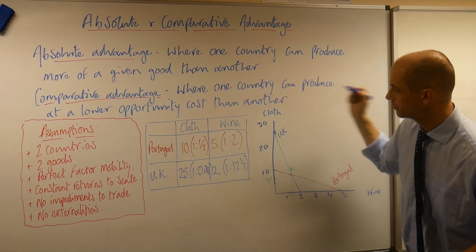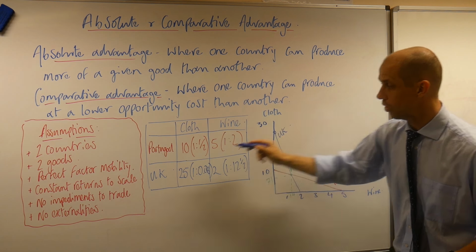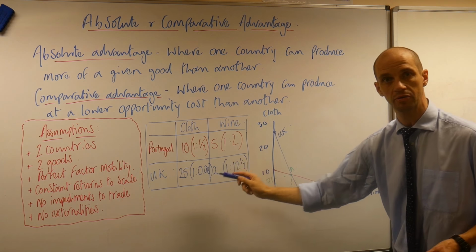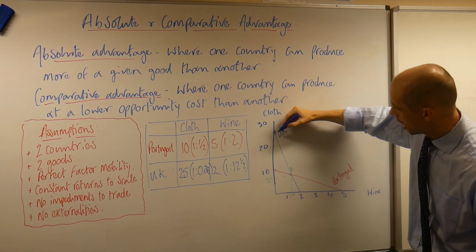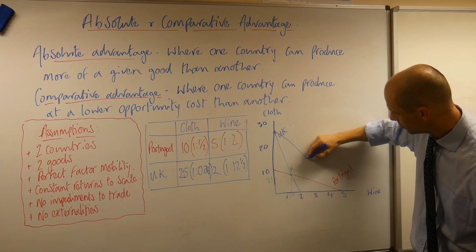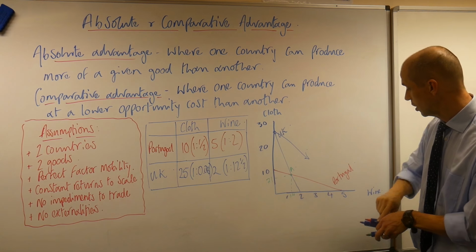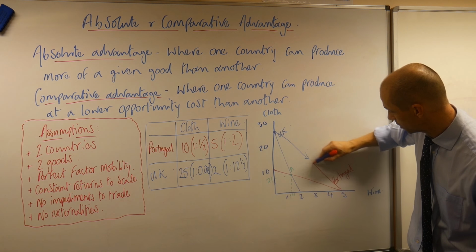The UK could focus on producing 25 units of cloth, because that's where their comparative advantage, their lowest opportunity cost ratio lies. So they can do that. Meanwhile, Portugal, of course, would then focus on producing 5 units of wine.